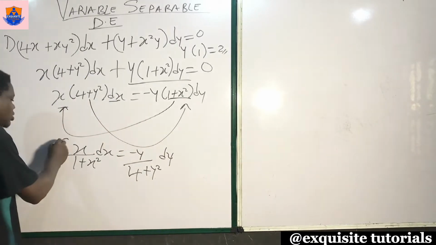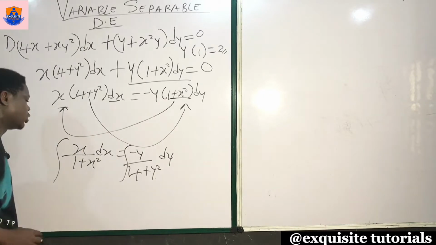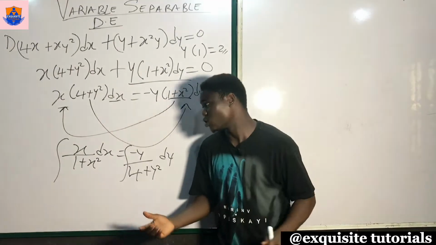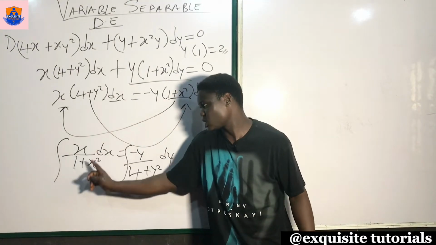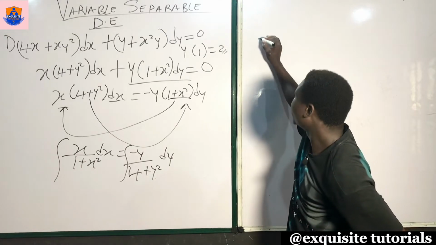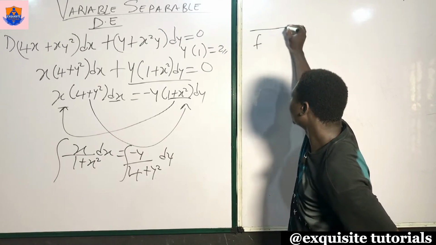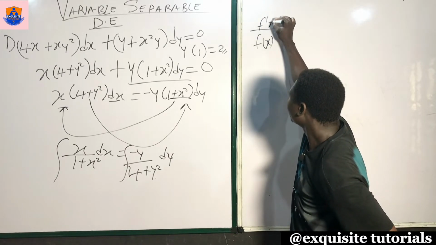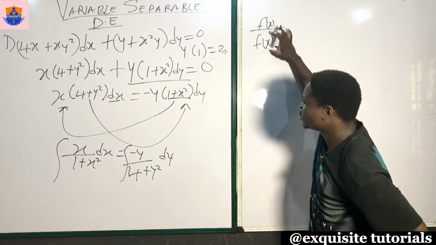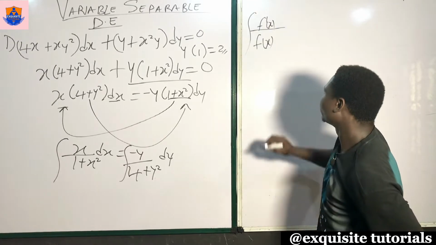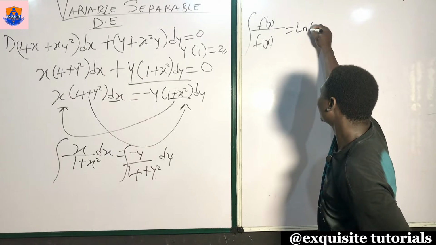Now we can integrate both sides of the equation. If you have not watched my integral videos, go and watch them so that you understand what we'll do here. Whenever you have a function where, when you differentiate the denominator, you will get the numerator, if you integrate that kind of function, you will get ln f of x.